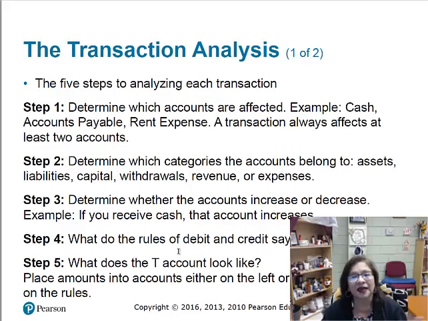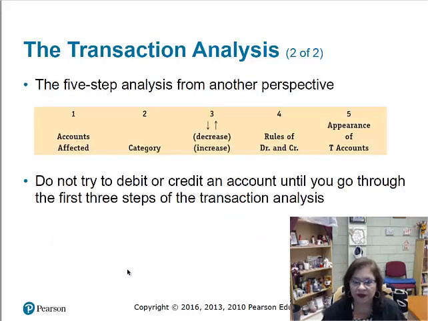There's 5 steps to analyzing an account. First, which accounts are going to be impacted? Which 2 accounts am I using? Which one am I going to debit, and which one am I going to credit? Does it belong to an asset? Does it belong to a revenue? Does it belong to a withdrawal? The reason that you want to know is so that you can go back and remember what the normal balance of that account is. Then, is it going to increase or decrease based on the verbiage provided? What do the rules say about debit and credit? And then again, what does a T account look like? What is going to happen here? The increase or decrease, what's going to happen?